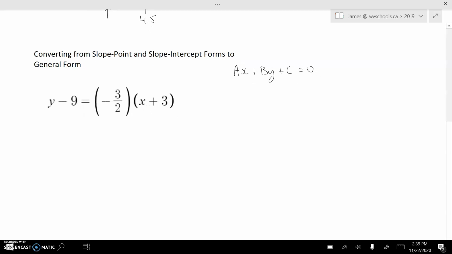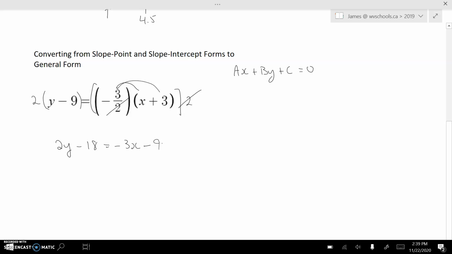So what we're going to do here is I'm going to multiply both sides through by 2, first off. That's going to get rid of my 2 that I have in the denominator there. I'm going to expand through. I'm going to get 2y minus 18 is equal to, those cancel, and I can expand this negative 3 through now. So I'm going to get negative 3x. The negative 3 times 3 is negative 9.